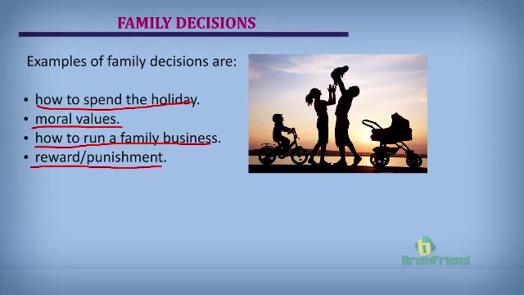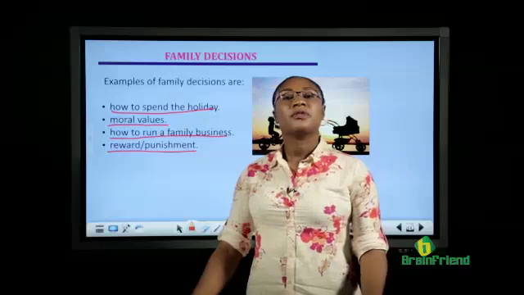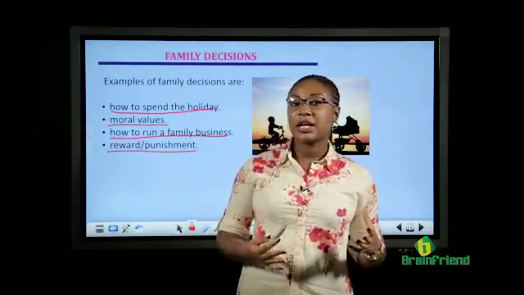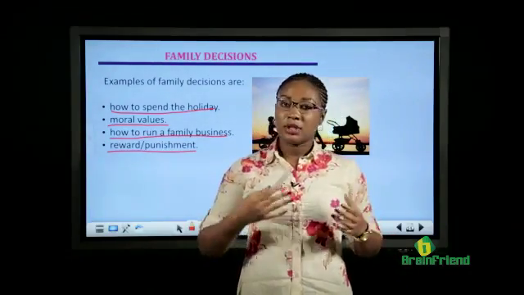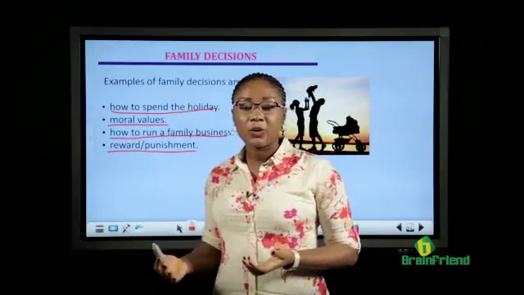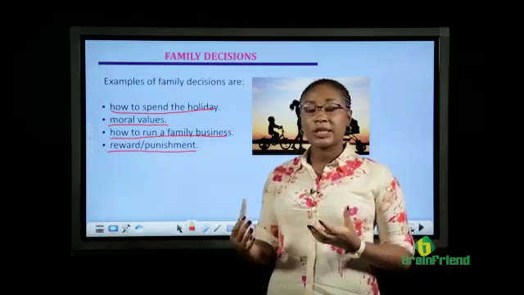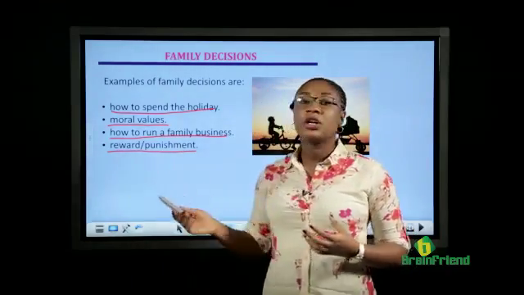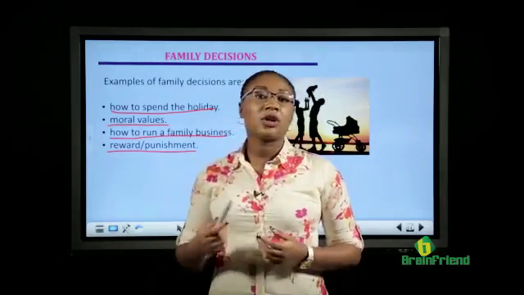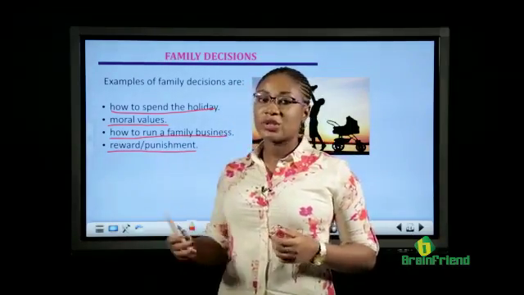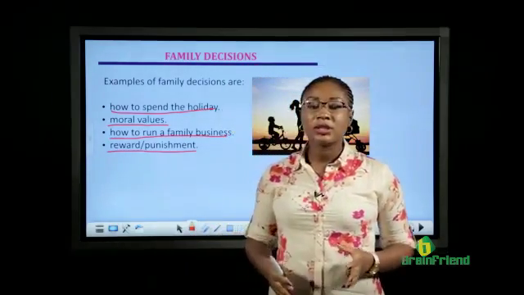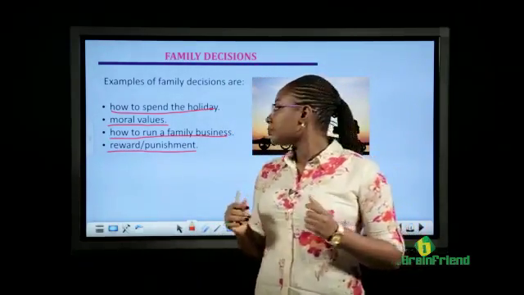Another example is reward and punishment. The family can decide that for the children that are doing well in school, for the children that are obedient, they would reward them with certain gifts, might increase their allowance or buy them things, while they can also punish children that misbehave or the children that do things that they ought not to do. It's also a decision that is made by the family to punish or to reward the child.